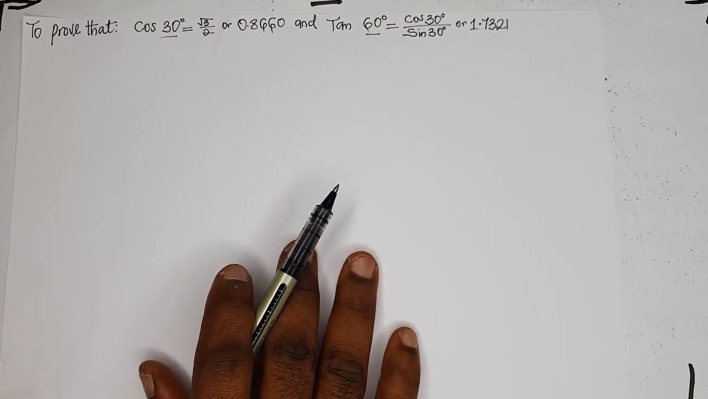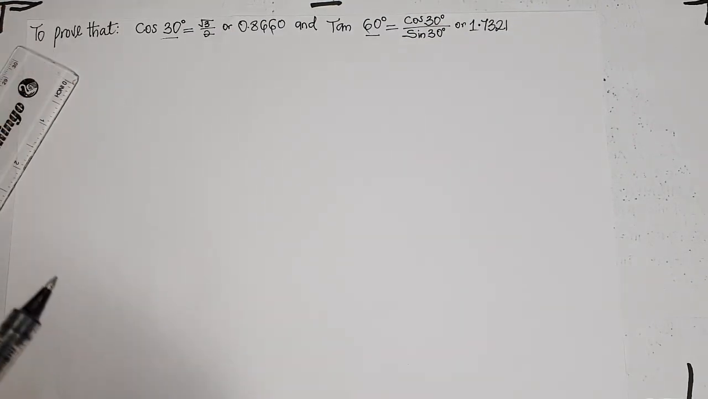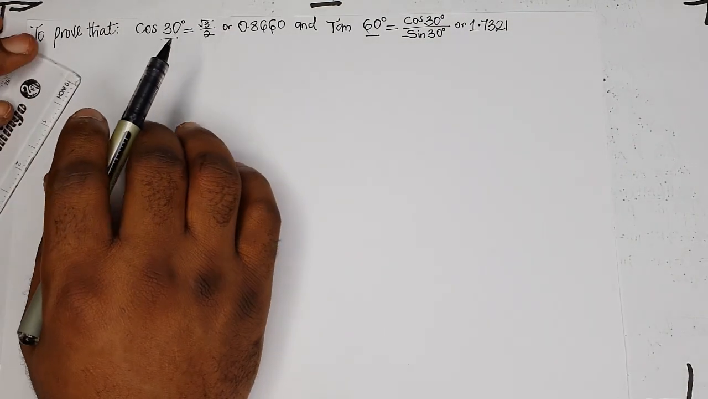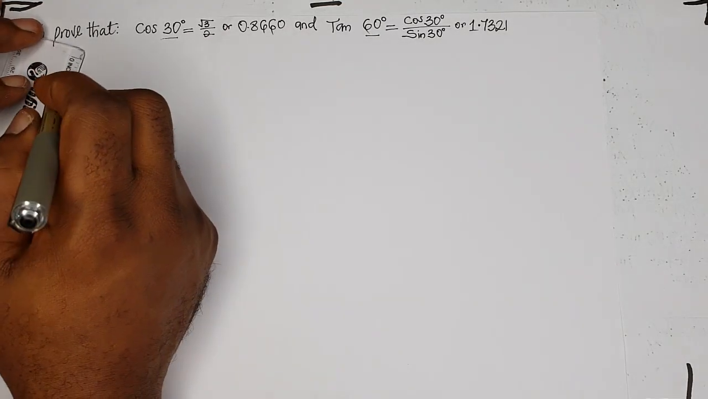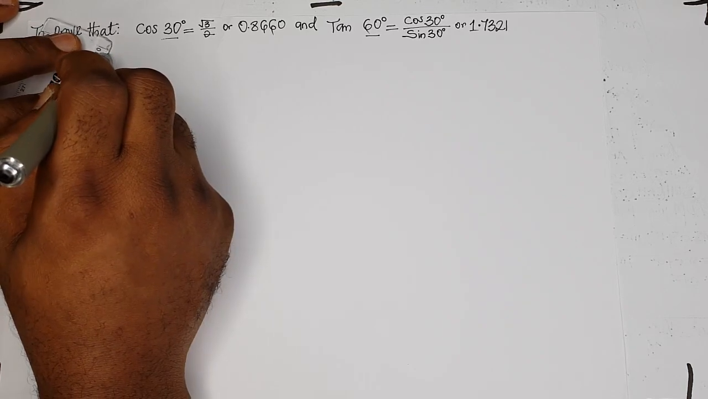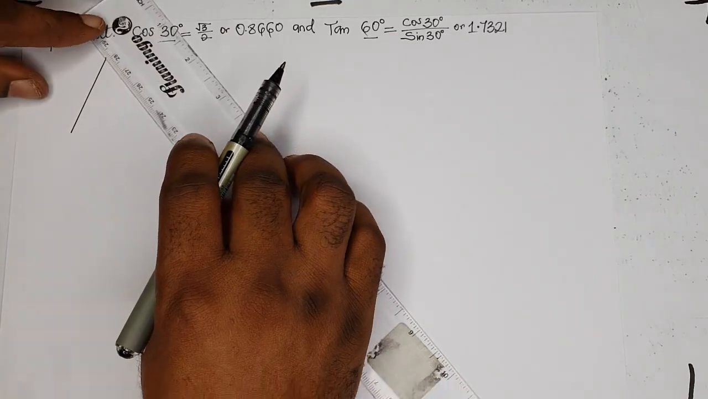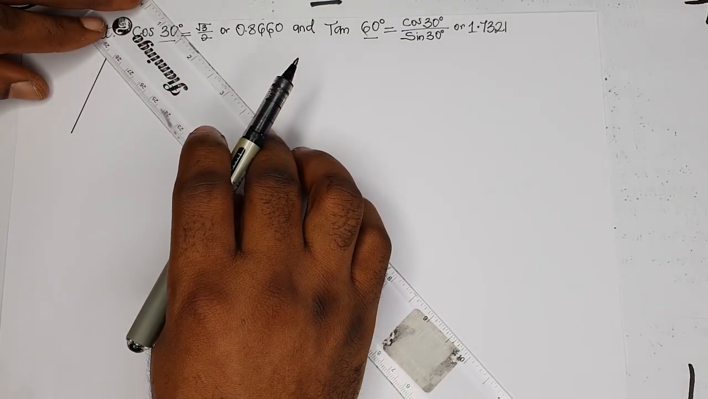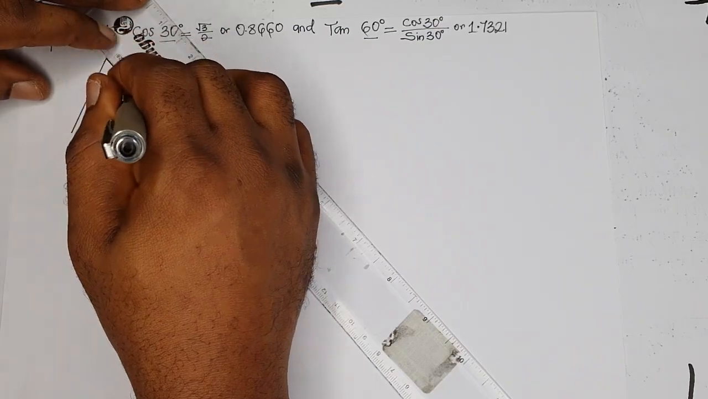Therefore, I am going to begin by constructing a triangle. This time around, an equilateral triangle is what I want to construct. Therefore, let's do it right away. I create an equilateral triangle of this nature. I'll tell you why I am creating an equilateral triangle. In fact, before I finish creating, maybe you get the point straight away.